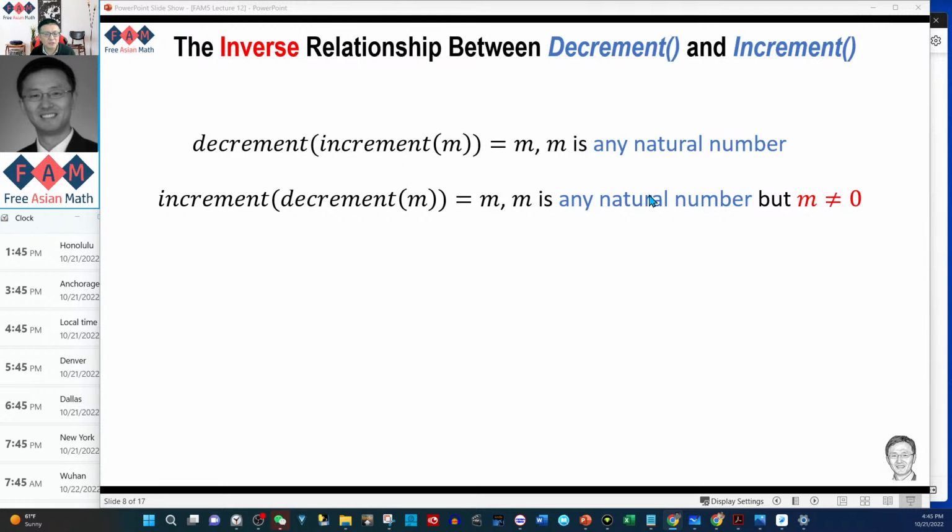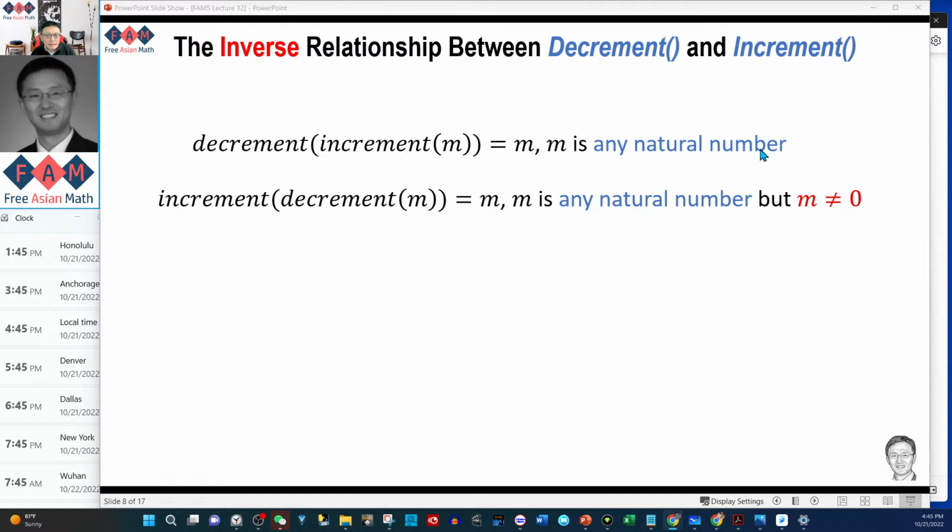Okay, so now there's a very important inverse relation between this capital decrement and increment. We begin with the natural numbers. When we have a natural number, we begin with increment, right? Then the little d decrement. But there's a constraint. Little decrement cannot be on 0. So the smallest number it can work on is 1. Therefore, we have those two relationships, which is very obvious.